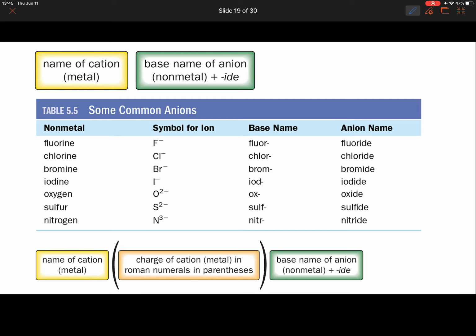I'll give you another example. You can already see here that there are 2 types of iron. Both of these can't be called iron chloride. So which one of these is iron 2 chloride and which one is iron 3 chloride?